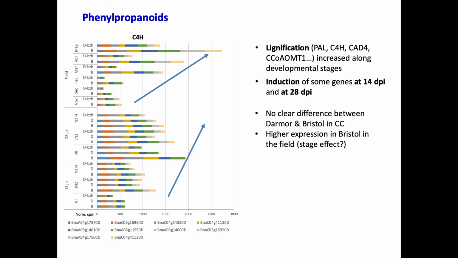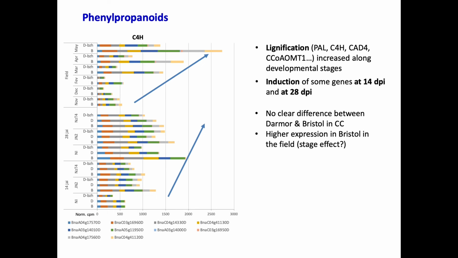We investigated the genes involved in the phenylpropanoid pathway and found that lignification increased along developmental stages, as shown here for C4H genes. There are 10 copies of this gene in the Brassica napus genome, and we see here their expression level in the field from November to May in the upper part of the figure, and in control condition at 14 and 28 days post-inoculation in the lower part of the figure.